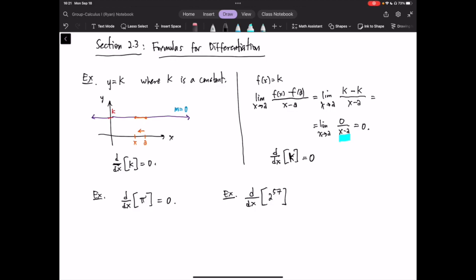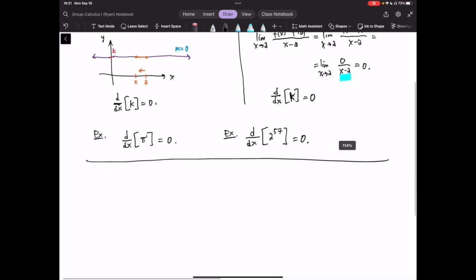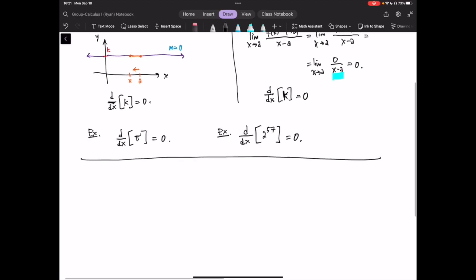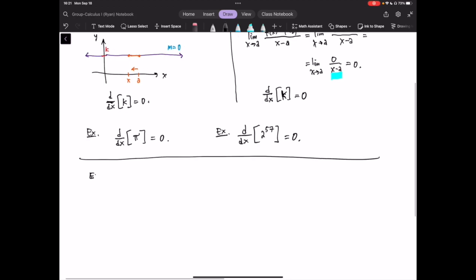And so every constant, the derivative is 0. It doesn't even matter how big it is. So that one's also going to be 0. Okay, so now we can take the derivative of any constant, and we're good to go. Let's now talk about the kind of first power function that we're going to talk about here.